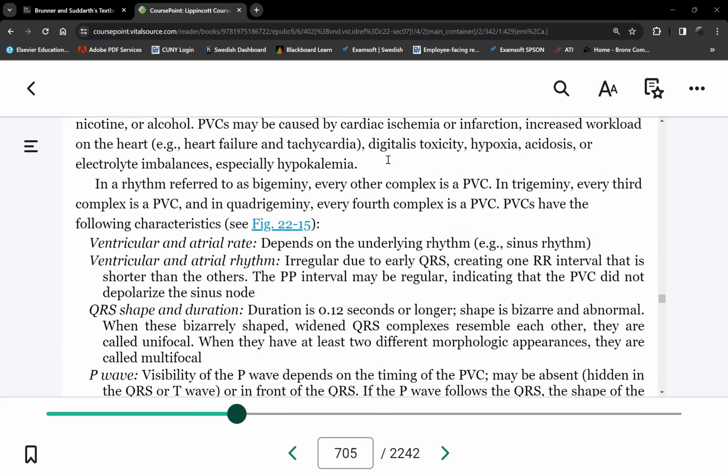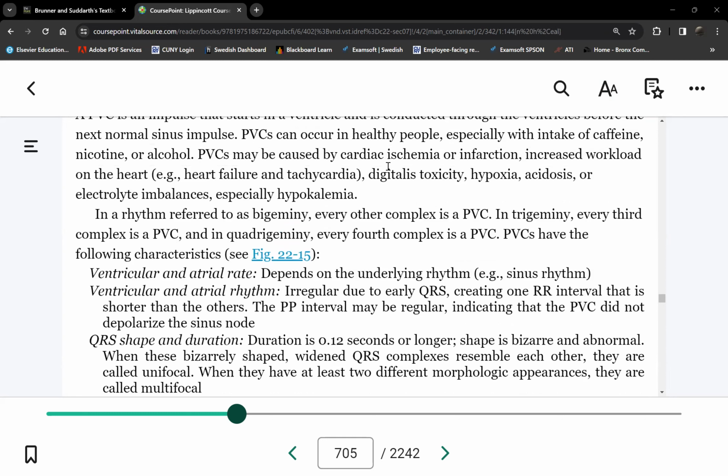What do they look like? Well, it depends because there are different patterns to a PVC. A few mentioned here, let's start with bigeminy. When it says bigeminy, that means a PVC occurs every other beat. Bigeminy meaning 2, right? So every other beat is a PVC. If it's a trigeminy, then it's every third beat. So that means it's sinus PVC. If it's bigeminy, then it'll be sinus PVC, sinus PVC. If it's trigeminy, then it'll be sinus, sinus PVC, sinus, sinus PVC.